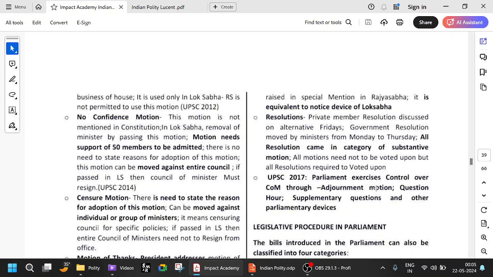So no confidence motion. This motion is not mentioned in the constitution. In Lok Sabha, for removal of the ministry by passing this motion, it needs the support of 50 members to be admitted. So if there is a no confidence motion, that means mostly the Lok Sabha will get dissolved. Okay, a new government will come. There is no need to state any reasons for adoption of this motion. This motion can be moved against the entire council. If passed in the Lok Sabha, then the Council of Ministers must resign. So this no confidence motion is a very powerful motion.